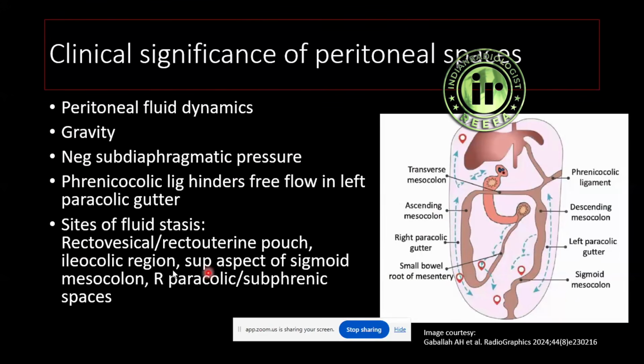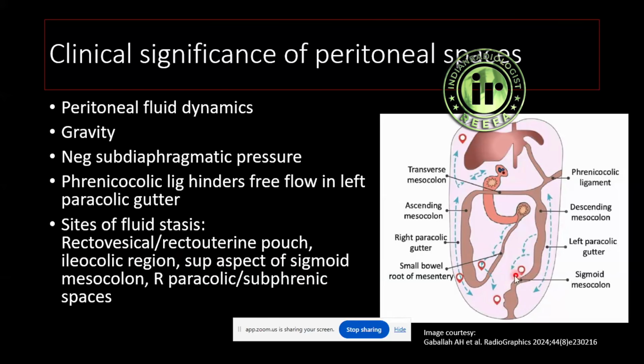There are some areas that are particularly prone to lodgement of disease processes in the peritoneal cavity, and typically these are the dependent areas, or areas where the lodgement of disease processes happens because of the negative subdiaphragmatic pressure. So these areas include the pelvic spaces, either the rectovesical or the rectouterine pouch, just above the sigmoid mesocolon.